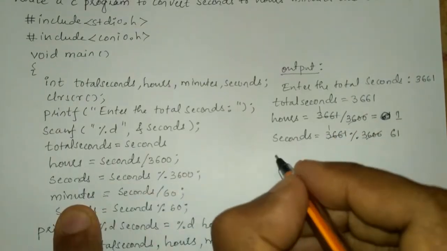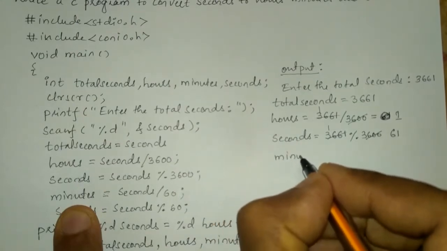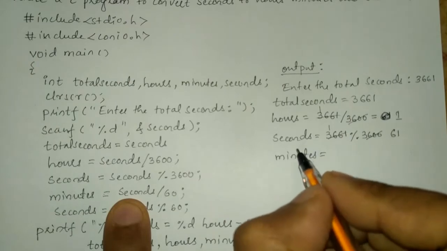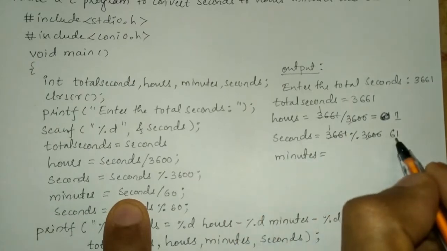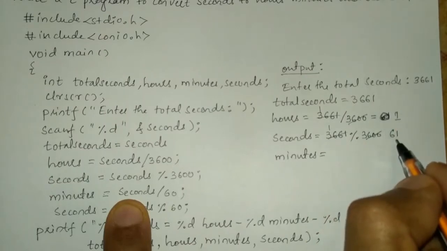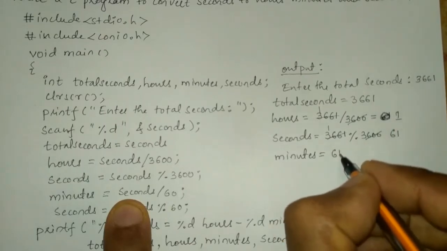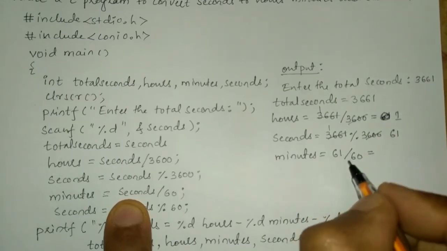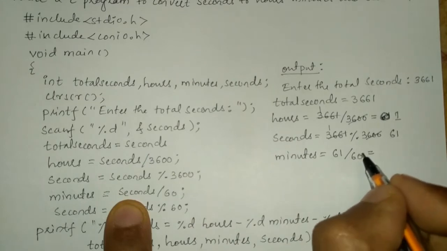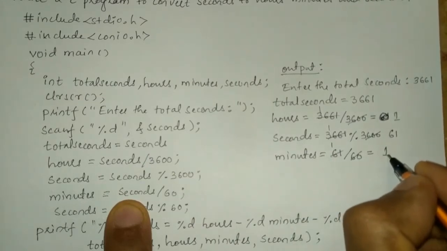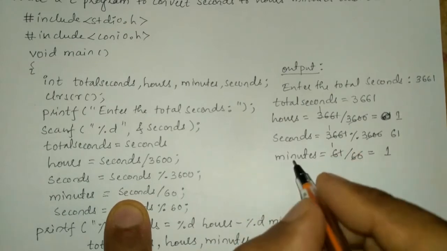Now we are going to calculate minutes. Minutes is equal to seconds. Now the value of the variable seconds has changed from 3661 to 61. So this 61 integer division by 60, as I told you, integer division always returns the quotient. 60 ones are 60. So here 1 will be stored in a variable called minutes.